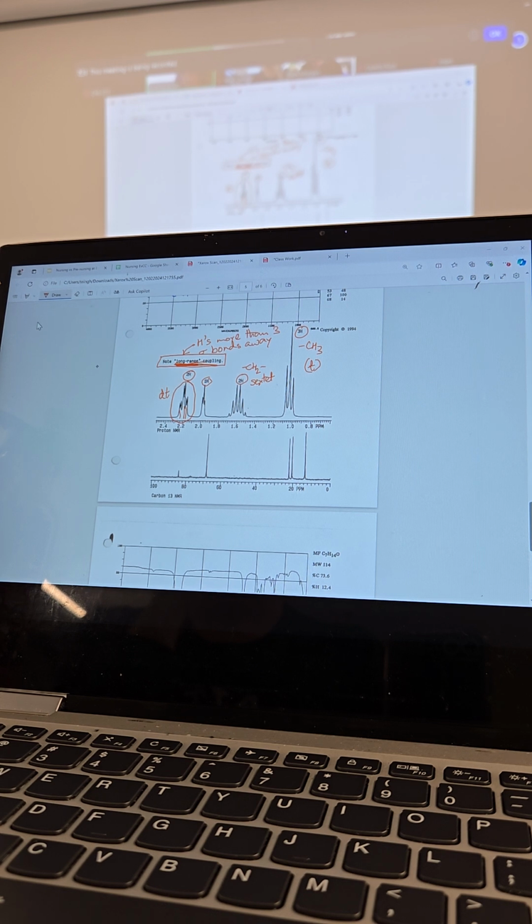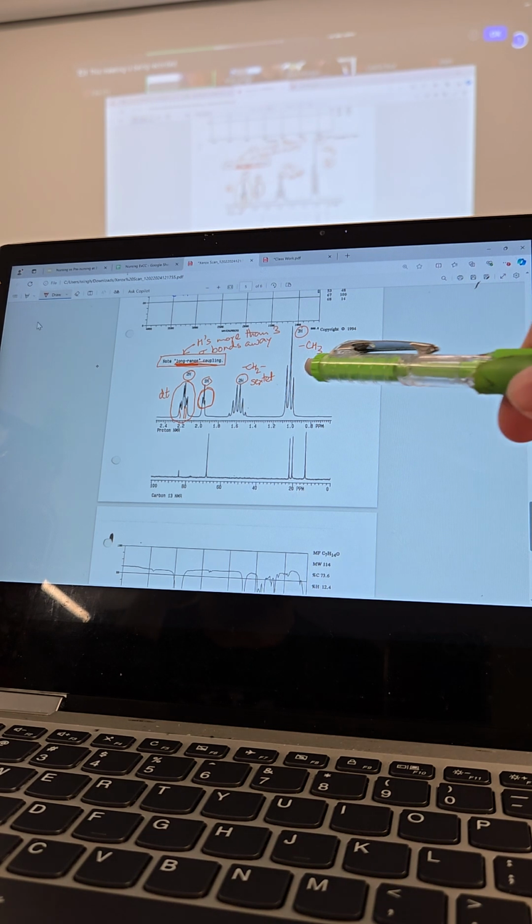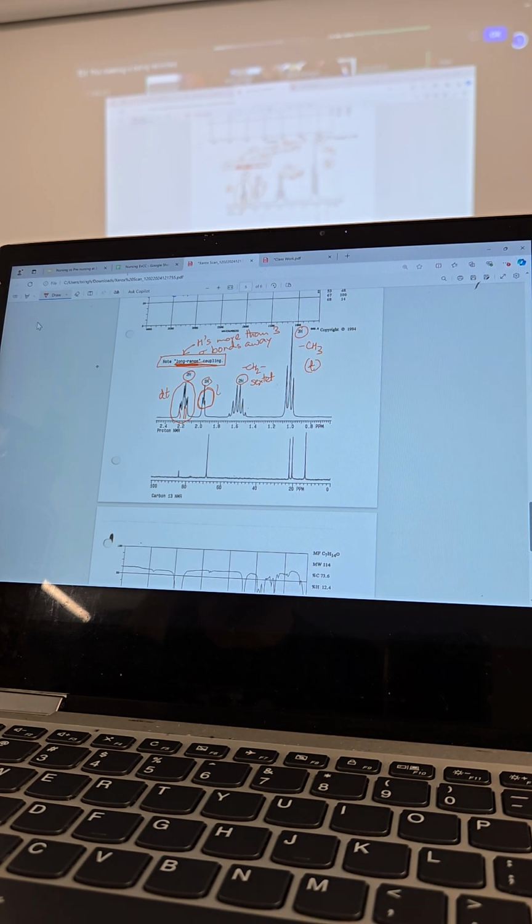Does everybody see how clearly that is a triplet split into doublets? Yes. So that's a doublet of a triplet. Okay, what about this signal right here? What's the multiplicity for that signal? Triplet. It just seems like a triplet so far. And then a sextet. Okay.